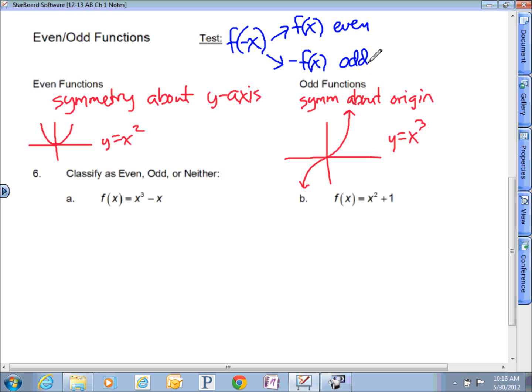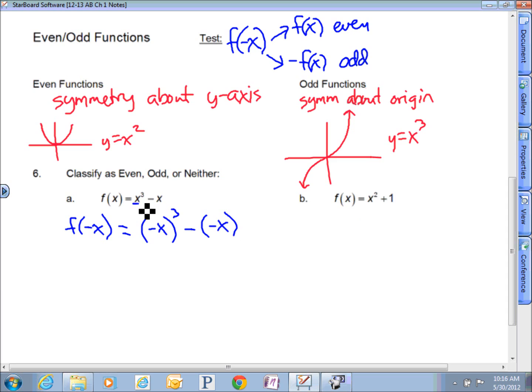And what you're going to find is most graphs are neither one. So let's test this out. Even, odd, or neither. Now, if you can make a graph, use that to save yourself some time. If you're not sure what the graph would look like, then you go through the test, f of the opposite of x. Everywhere in my function that I see a variable, I'm going to replace that variable with the opposite of x.